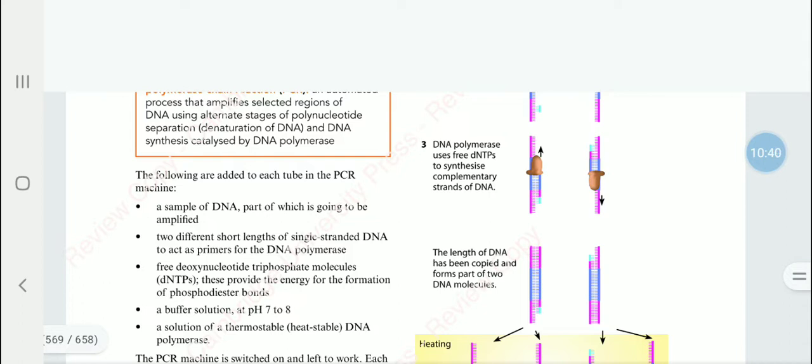To the PCR machine, the following are added. Number 1, sample of DNA. Number 2, two different short lengths of single-stranded DNA to act as primers for the DNA polymerase. Number 3, free deoxynucleotide triphosphate molecules, dNTPs, providing energy for the formation of phosphodiester bonds. Next one, a buffer solution at pH 7 to 8. Next one, a solution of thermostable, that is heat-stable, DNA polymerase.